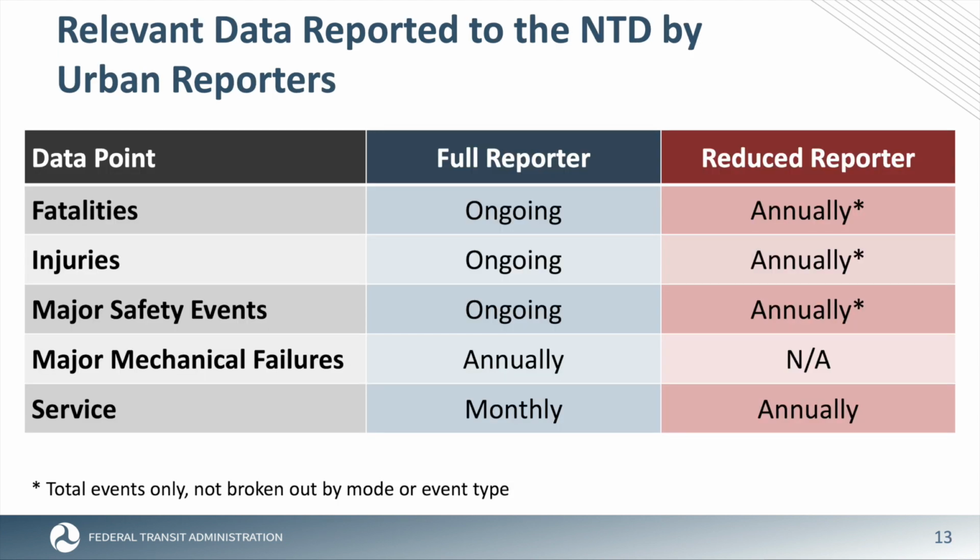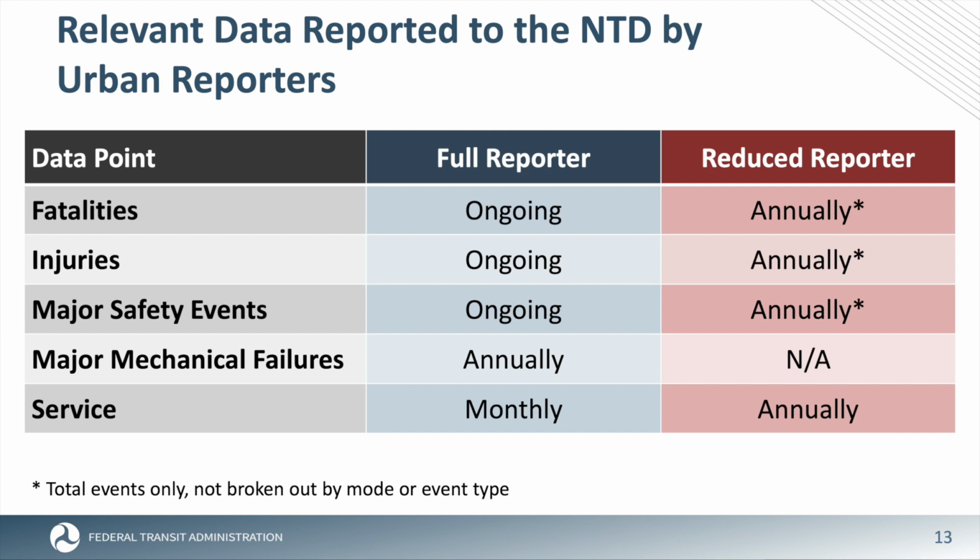So let's talk about the relevant data to those safety performance measures and targets and how they're reported to the NTD by urban reporters. So full reporters will report fatalities on an ongoing basis to the NTD, and injuries as well, reported on an ongoing basis to the NTD as part of those major events that the agency reports. And major safety events are submitted on an ongoing basis to the National Transit Database for full reporters. Major mechanical failures are reported by full reporters on an annual basis as part of their annual report submitted to the National Transit Database.